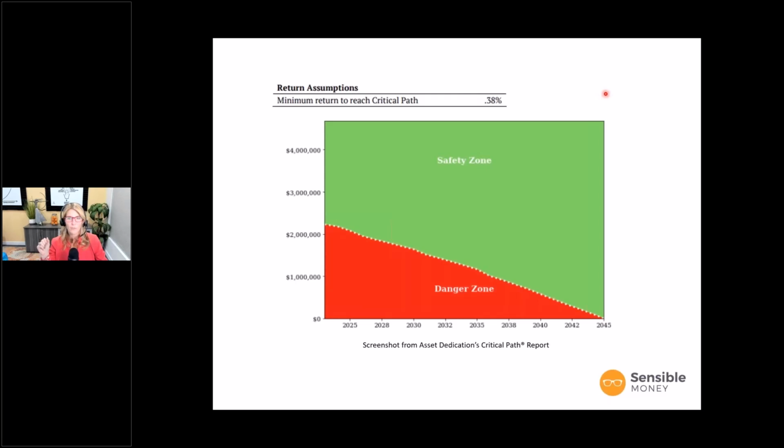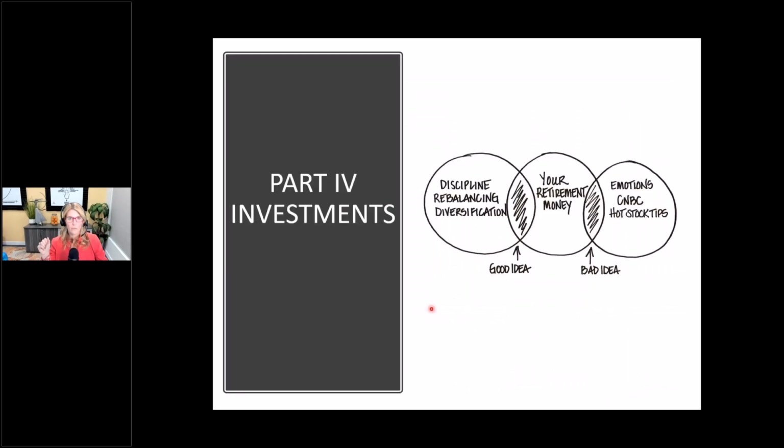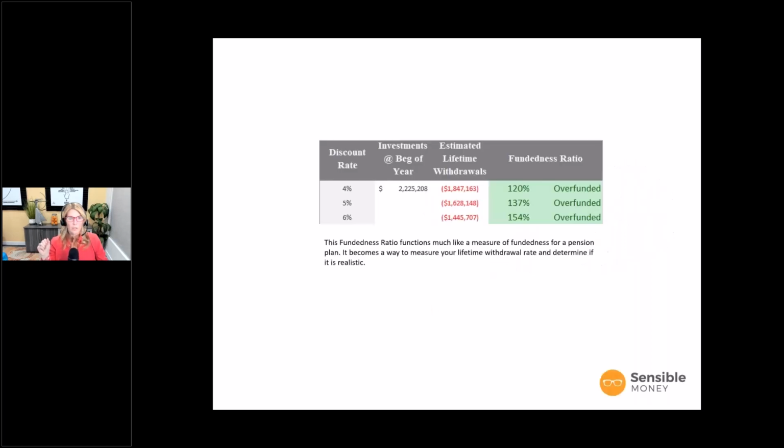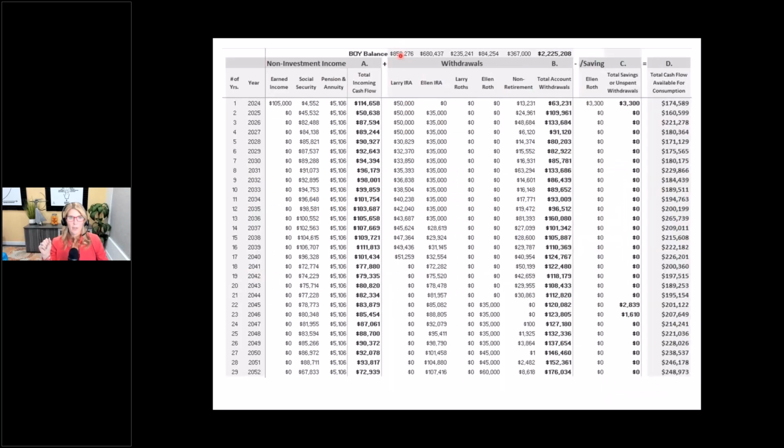Stay on the slides for a moment, Dana, if you would. And in the slide with the fundedness ratios, the question is, can you take us through how you arrived at the investments at the beginning of the year and the estimated lifetime withdrawals? Yes, so let me go back. Up here, you see investments at the beginning of the year. So these were their starting account balances. And so that's where that 2.25 million comes from.